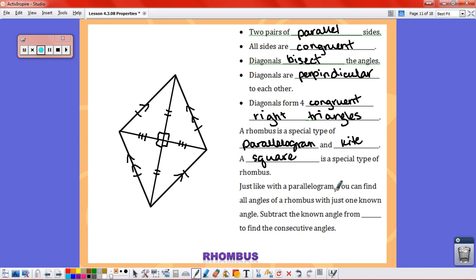Just like with a parallelogram, you can find all angles of a rhombus with just one known angle. Subtract the known angle from 180 degrees to find the consecutive angles. So if this was 68, I would do 180 minus 68 is 112, and that'd be this angle, and this angle, and this would be 68.